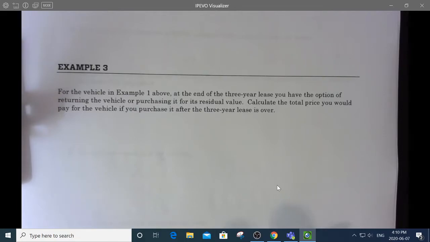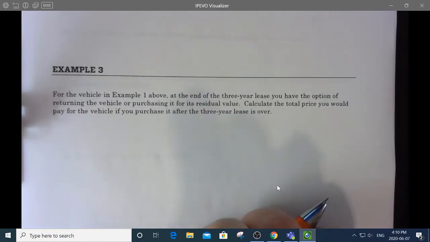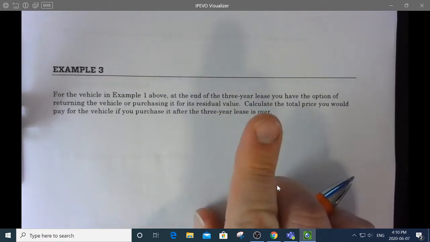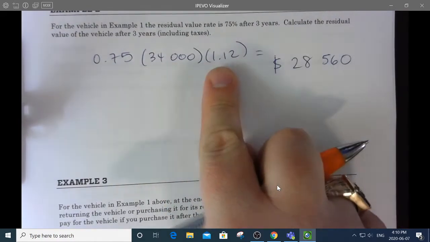Okay, so for the vehicle in example 1 above, at the end of the 3-year lease, you have the option of returning the vehicle and saying, thank you very much, our lease is over, or purchasing it for its residual value. Calculate the total price you would pay for the vehicle if you purchased it after the 3-year lease is over. Okay, so this was the purchase price, and I already put tax on it, right?